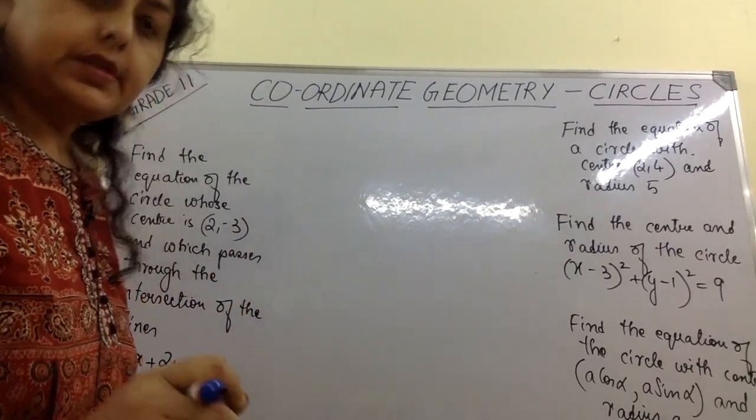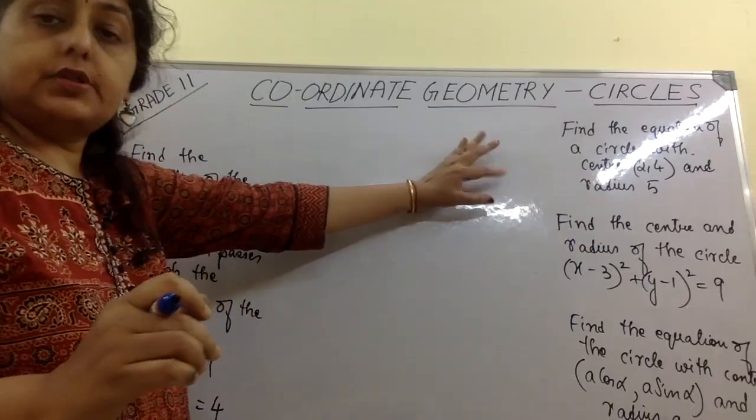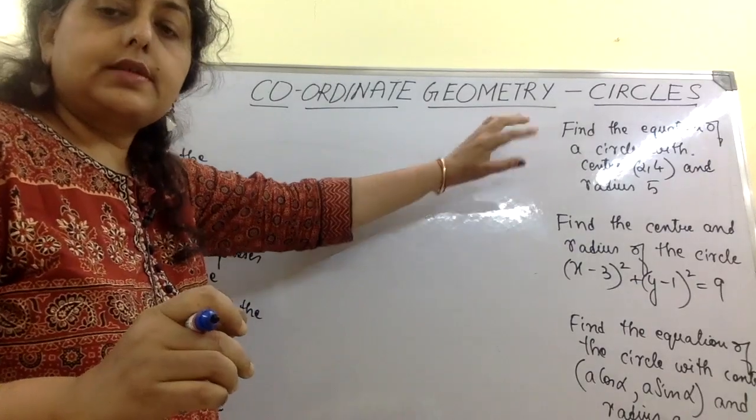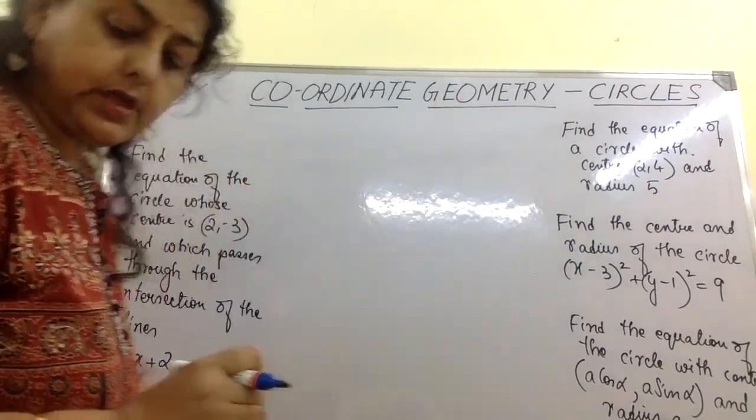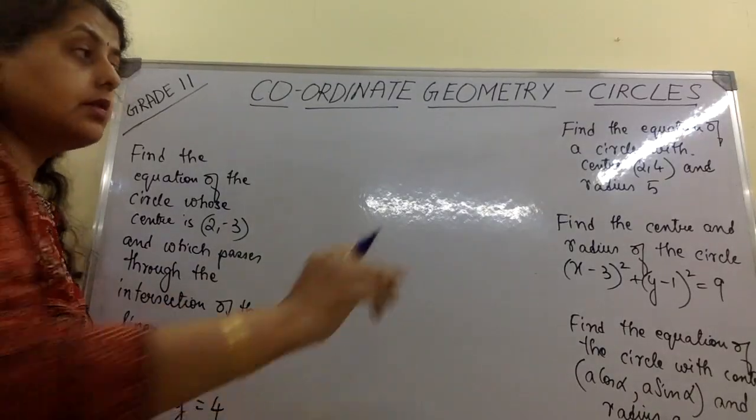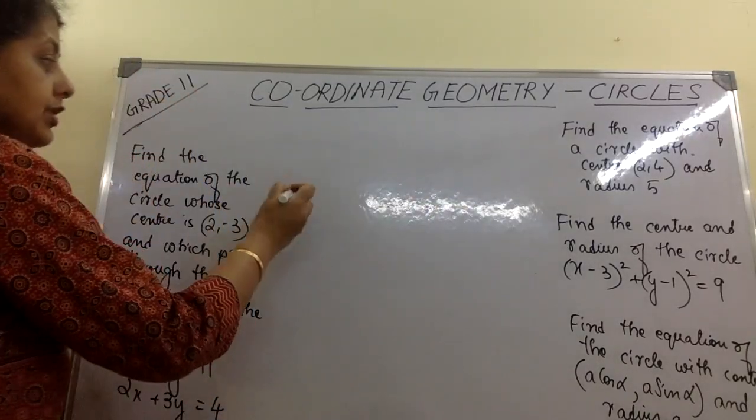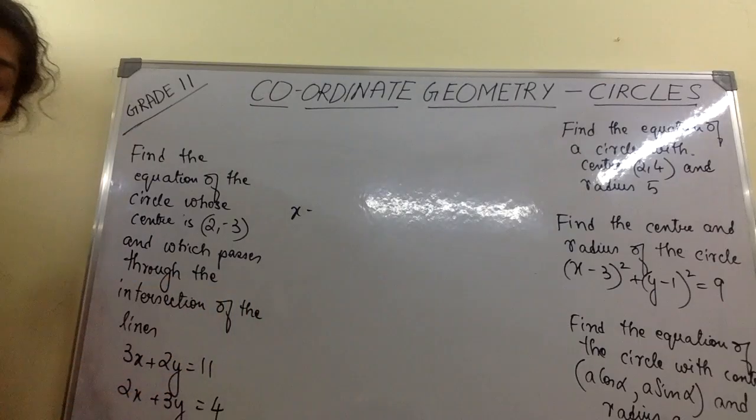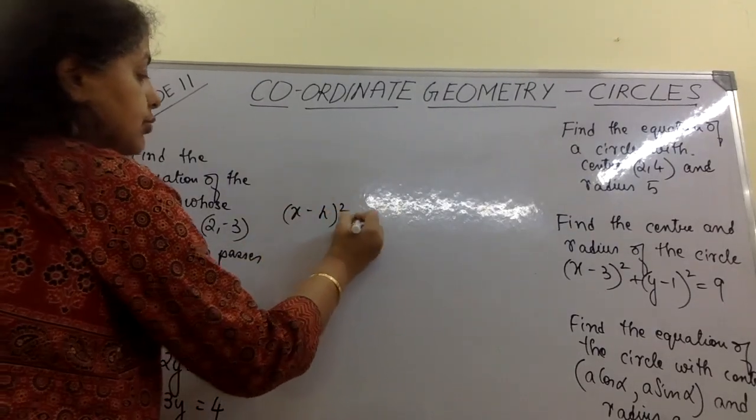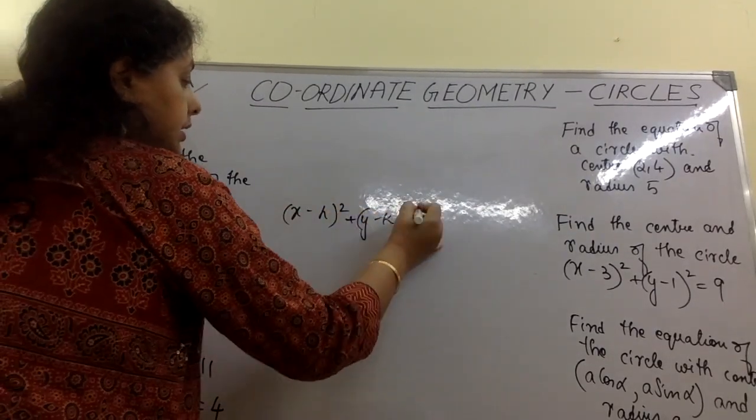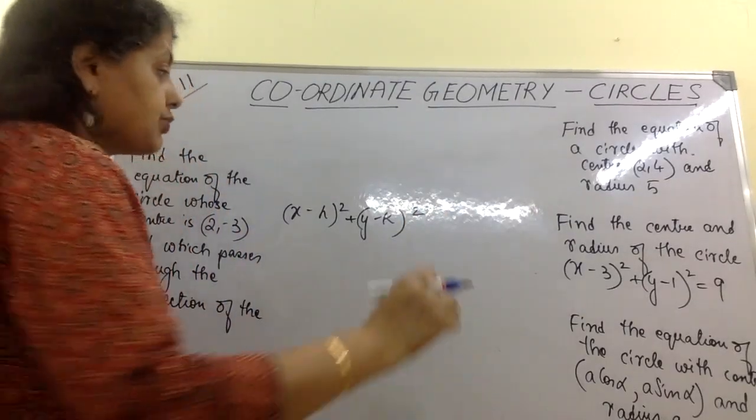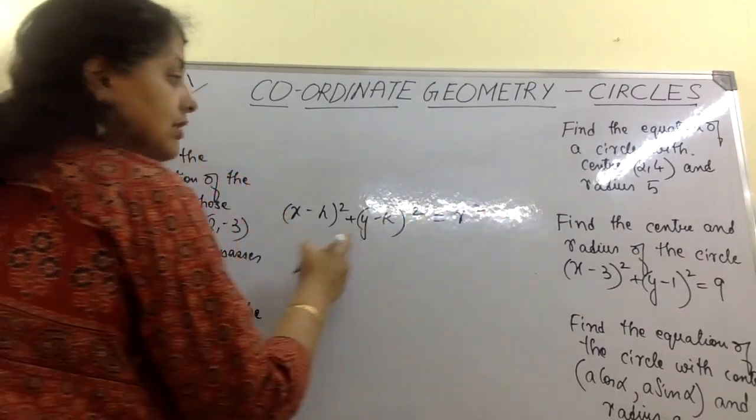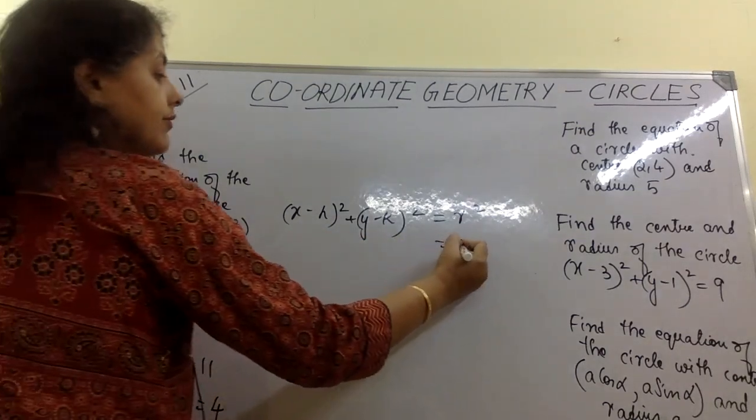So here is our first question. Find the equation of the circle with center (2, 4) and radius 5. So the center is given, the radius is given. We are going to take (x − h)² + (y − k)² = r². This formula we are going to take. Put a 5² here.